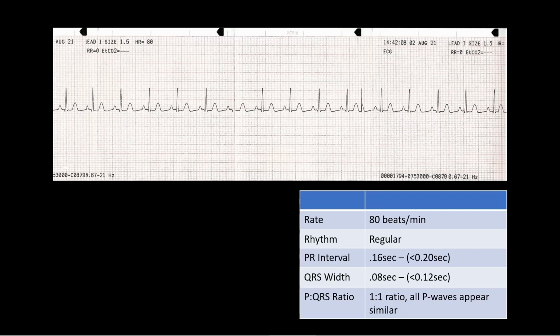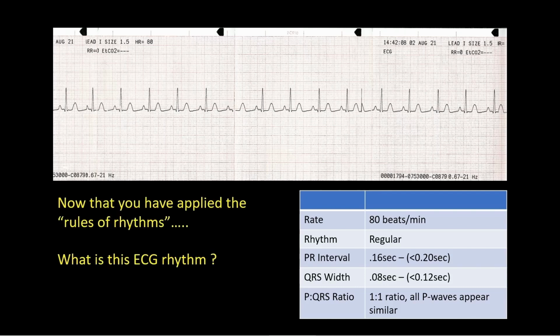So since we know what the rate is, it's between 60 and 100. We know the rhythm is regular. We know the PR interval is 0.16 seconds. The QRS width is 0.08. We have a 1-to-1 P to QRS ratio, and all the P waves appear similar. What are we going to call this rhythm? Well, we've applied the 5 rules, and this rhythm actually qualifies to be normal sinus rhythm. It fits all the rules to be a normal rhythm.